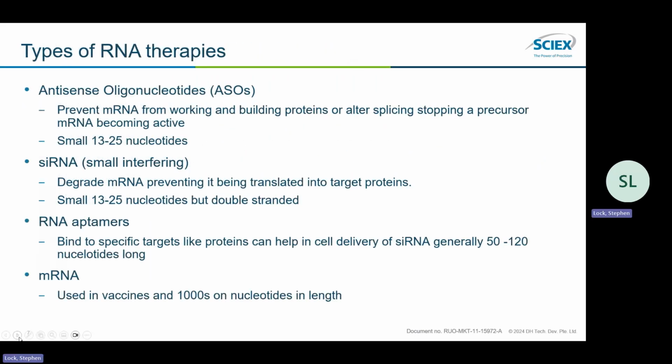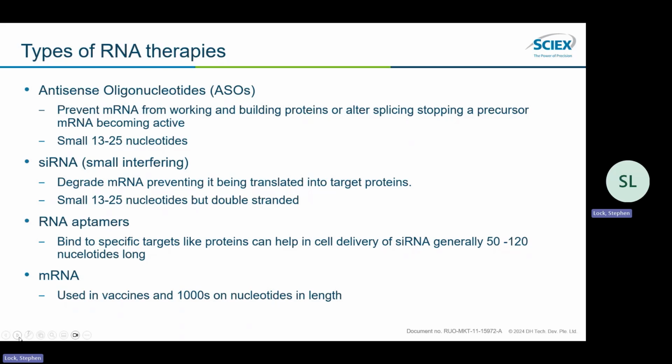So the types of RNA therapies are listed on this page. If you look at ASOs, they're probably the most common therapy which has undergone FDA approval, and they're really small, 13 to 25 nucleotides in length, and they prevent mRNA from working. So they're like a blocker, and this stops mRNA coding and helping build proteins in the cell. They can also alter splicing and stop a precursor mRNA from becoming inactive. So they interfere with the mechanisms of protein generation in cells.